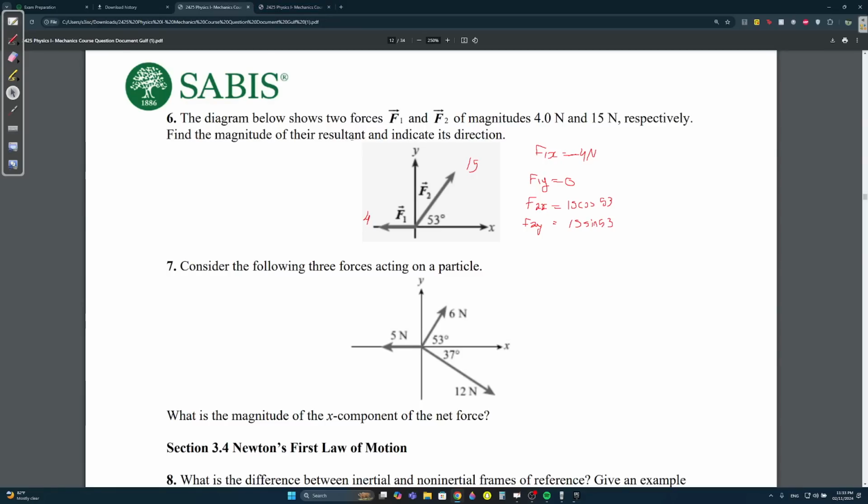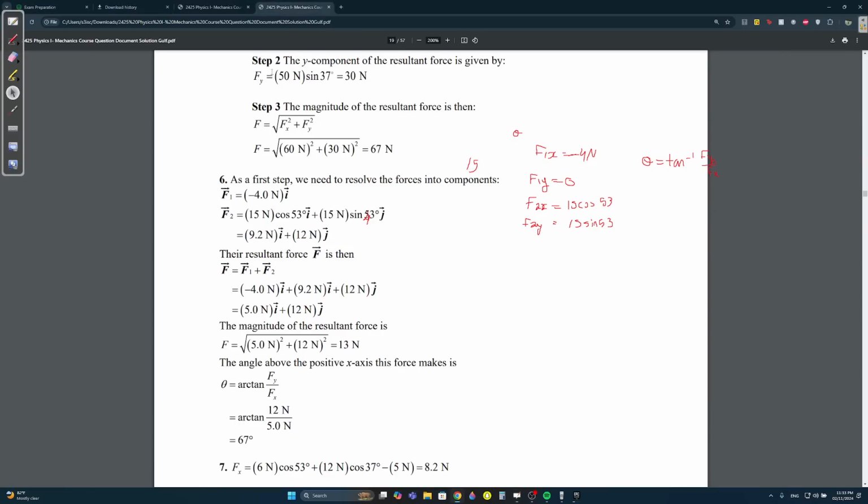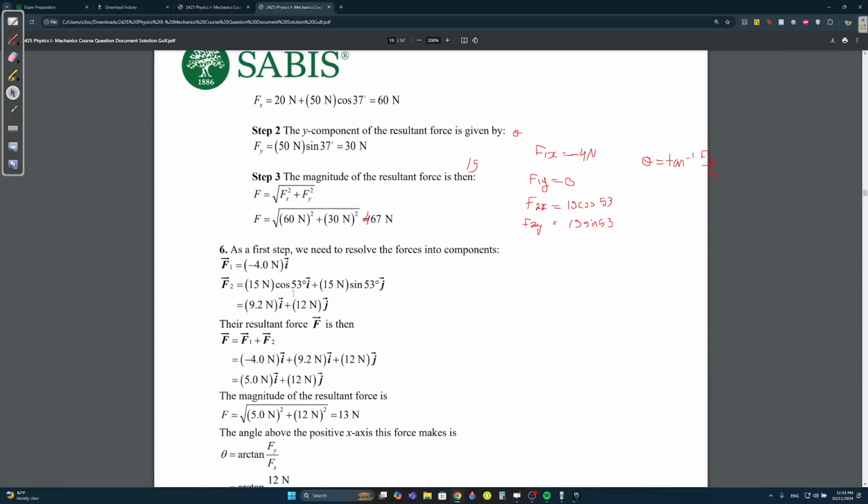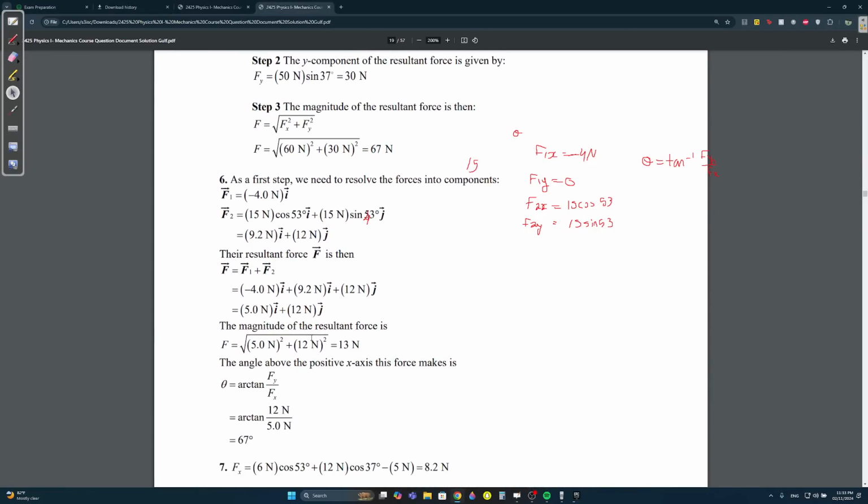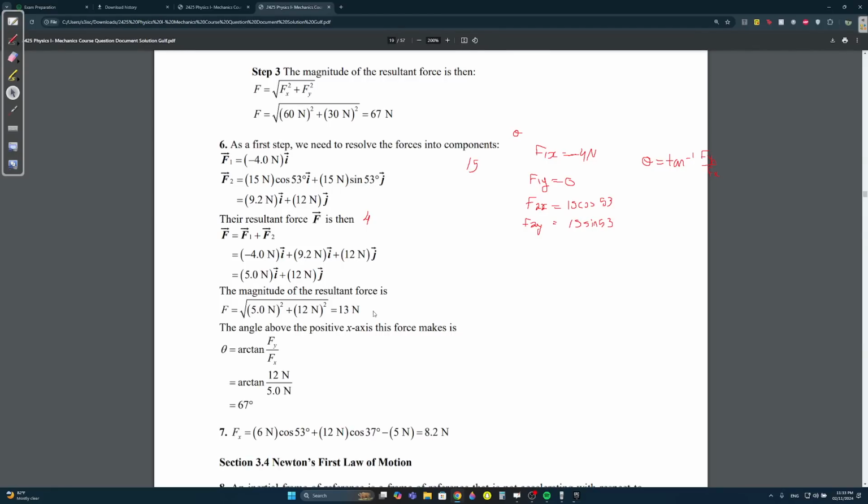Did they say direction? Yes, direction. When they say indicate direction, they want the angle theta. So basically, theta is always equal to shift tan of Fy over Fx. Okay, in this case, they found the Fy to be 12, and they found Fx to be 5. Just do the calculations. The result is 13. So to find the direction, it's just shift tan of y over x. So 12 divided by 5, shift tan, get 67.